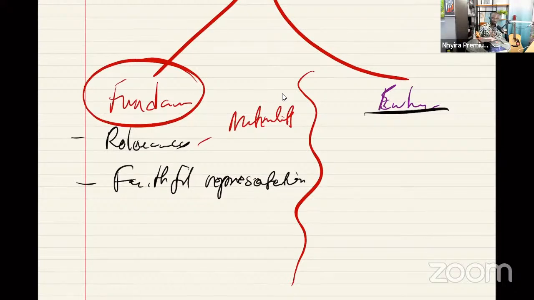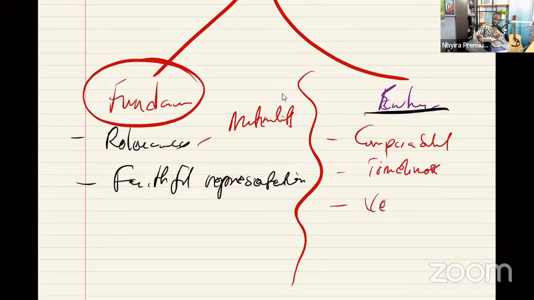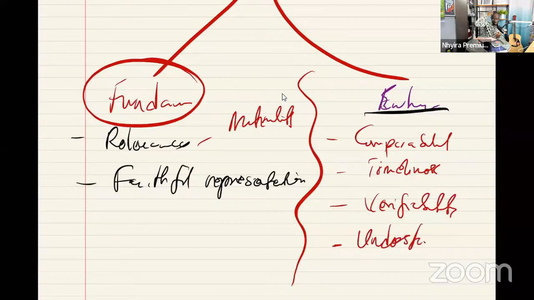We need to have some other characteristics that make it complete so that the users can accurately rely on that information. And that is where comparability comes into the picture. Timeliness: information must be provided when it is needed. Then the issue relating to verifiability. And I think there is one more. Understandability. Information must be presented in a manner that makes it easier to understand by the users of the financial statement. So that's basically the idea about that.